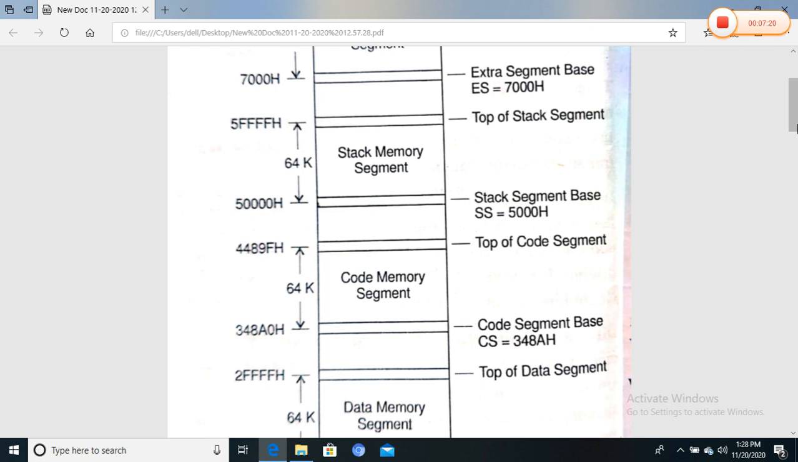So we use memory segmentation. The memory is divided into 4 parts: data segment, code segment, stack segment, and extra segment. Each segment is 64 KB. The total memory size is 1 megabyte, because the 8086 has a 20-bit address line. 2 raised to 20 is equal to 1 megabyte. This is the memory segmentation.